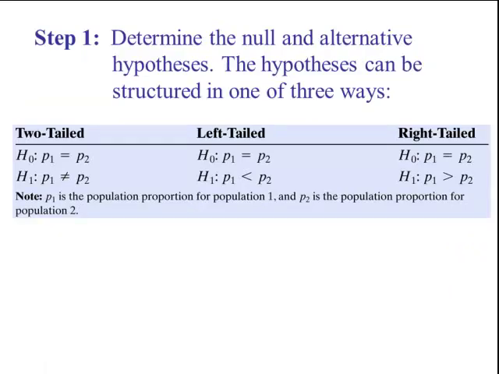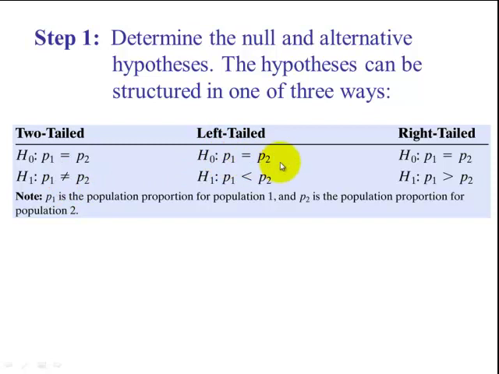Let's look at our steps. Step 1, just as before, we determine the null and the alternative hypothesis. That can be one of three ways: a two-tail, a left tail, and a right tail. A two-tail, the null is p1, the proportion, equals the other proportion, and the alternative is not equal to. This is why we call it a two-tail.